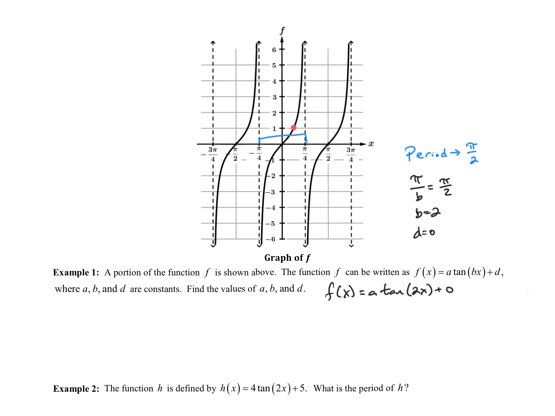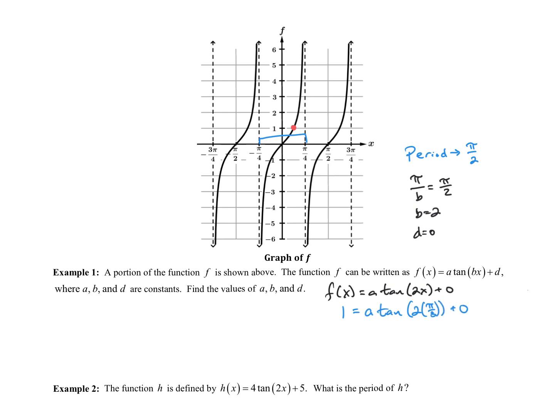All right. And so what x value, or my input value, would I have? It's half of pi over 4, pi over 8. And so my ordered pair there would be pi over 8, comma what? 1. Okay, and so all I'm going to do is substitute in 1 for my f of x because that's my output. And then I have a, and then tangent of 2 times, what was my input that we just talked about? Pi over 8. And then plus 0 still.